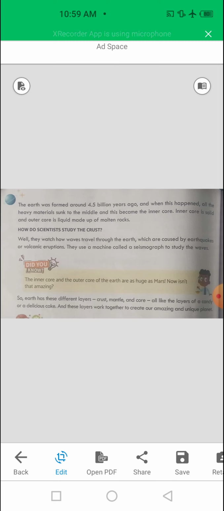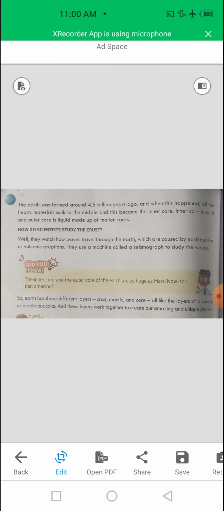So my dear students, scientists watch how waves travel through the earth, which is almost always caused by earthquakes or volcanic eruptions. So they use a machine called a seismograph to study the waves of the earth.